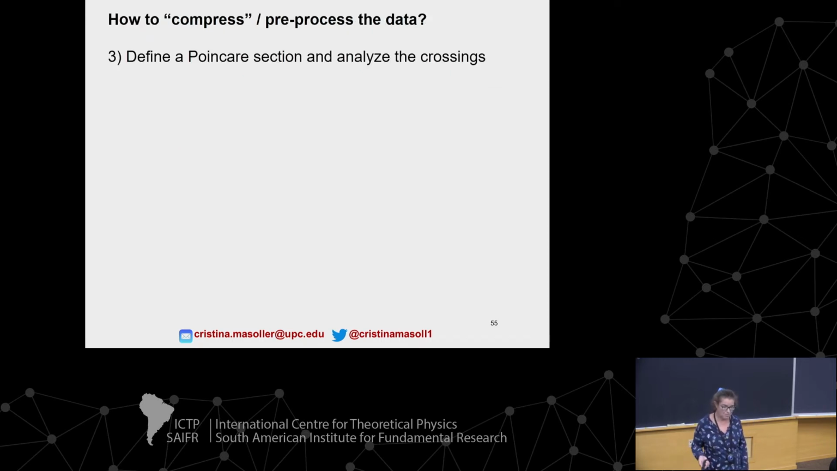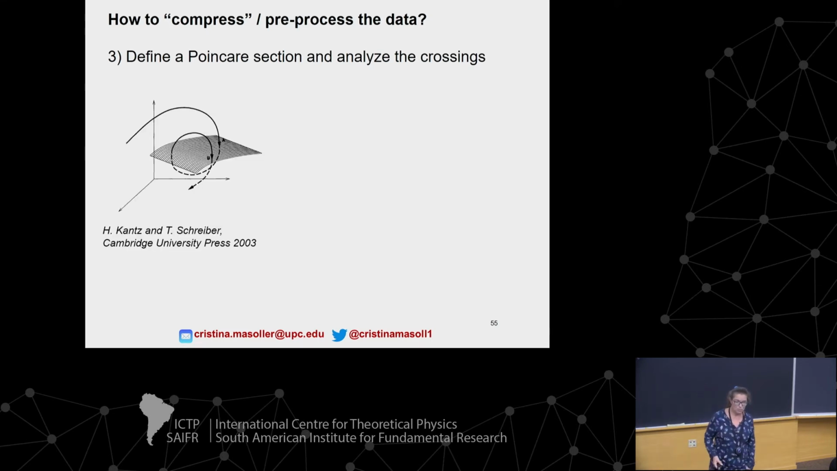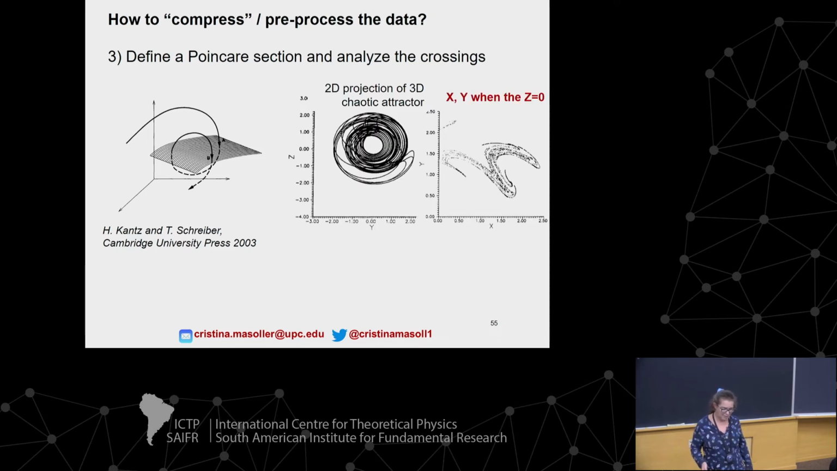The third way to compress the data before applying ordinal analysis or symbolic analysis of any type is to use, for instance, a Poincaré map. So you need to choose carefully where the map is. This is an example from a chaotic attractor. You get a Poincaré map, and then you can use these points and define some rule to transform this into symbols.